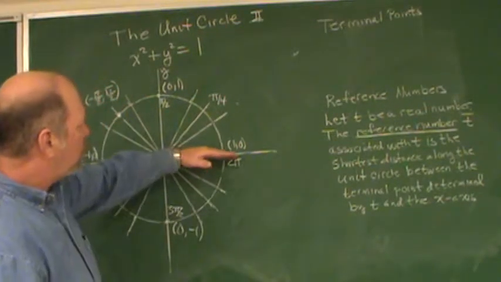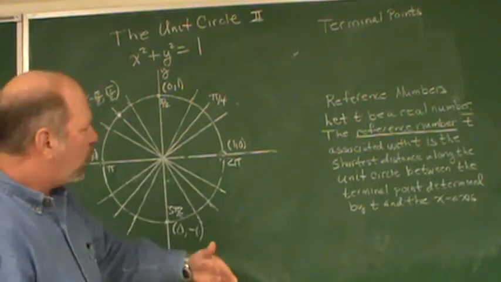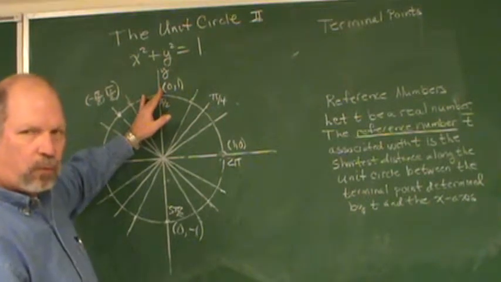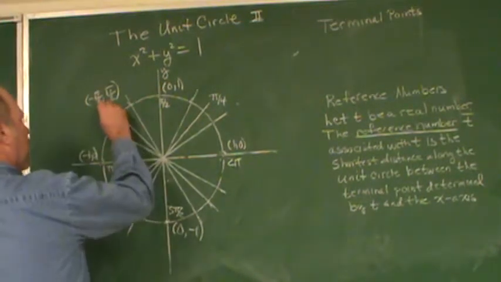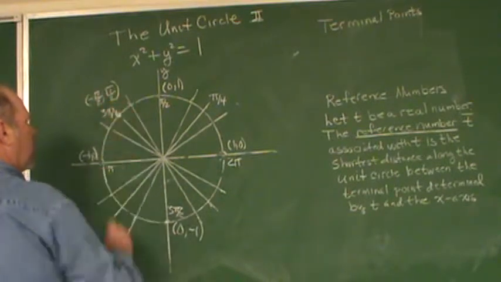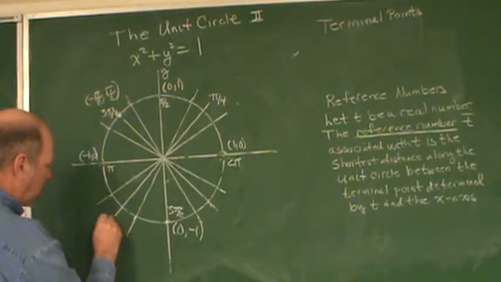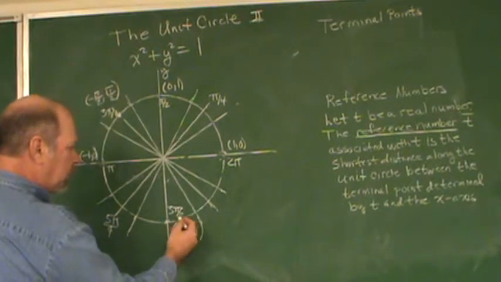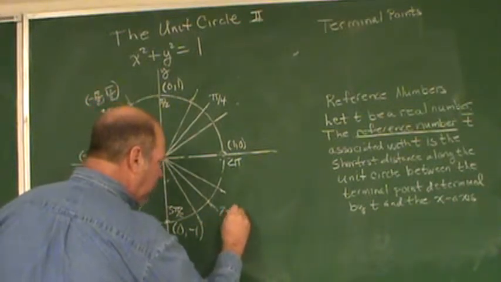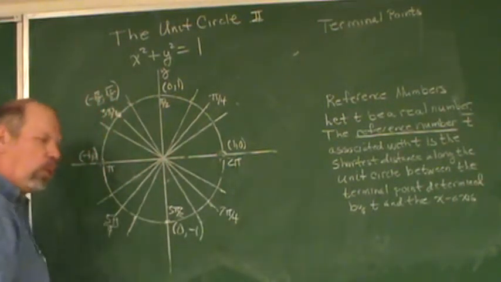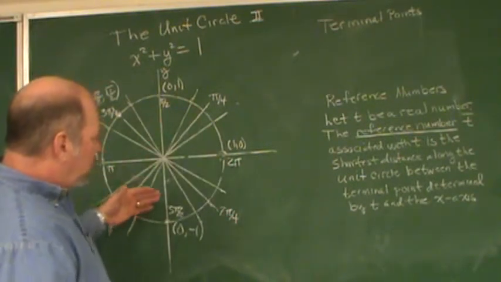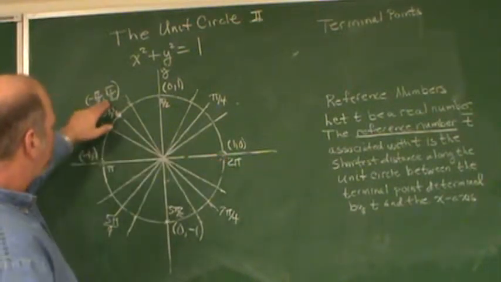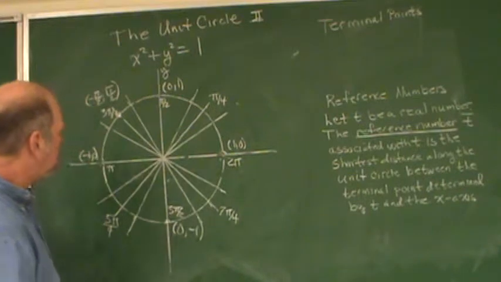So now we're going to go around with the denominator of 4. If I go from 0 to pi over 4, 2 pi over 4, which is pi over 2, this would be 3 pi over 4, 4 pi over 4, 5 pi over 4, 6 pi over 4, which reduces down to 3 pi over 2. This would be 7 pi over 4, and then 8 pi over 4. And you can keep going if you wanted to.